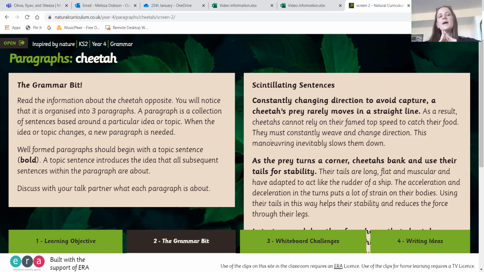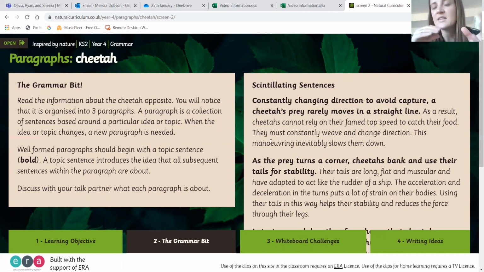So for example, in our non-chronological report about Boudica, we've got our paragraph about physical appearance. That's what she looked like. So the only thing that's going to be in that paragraph is about Boudica's appearance and what she looked like.